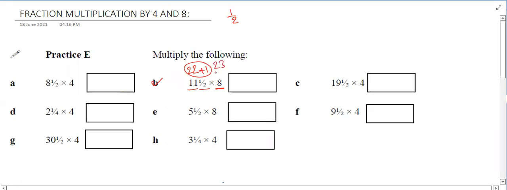Again 23 double. So 46. Second time doubling is over. Again 46 double is? 92. That's all. That is your answer. Doubling 1 time, doubling 2 times, and doubling 3 times is your answer.